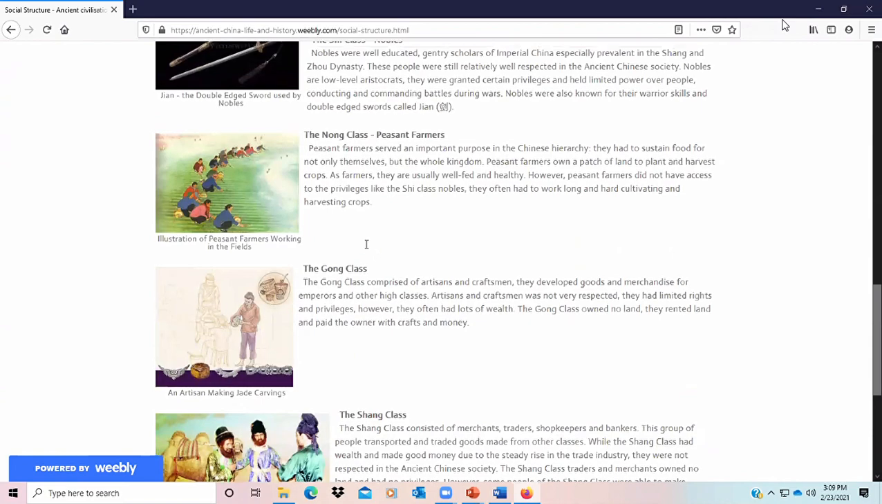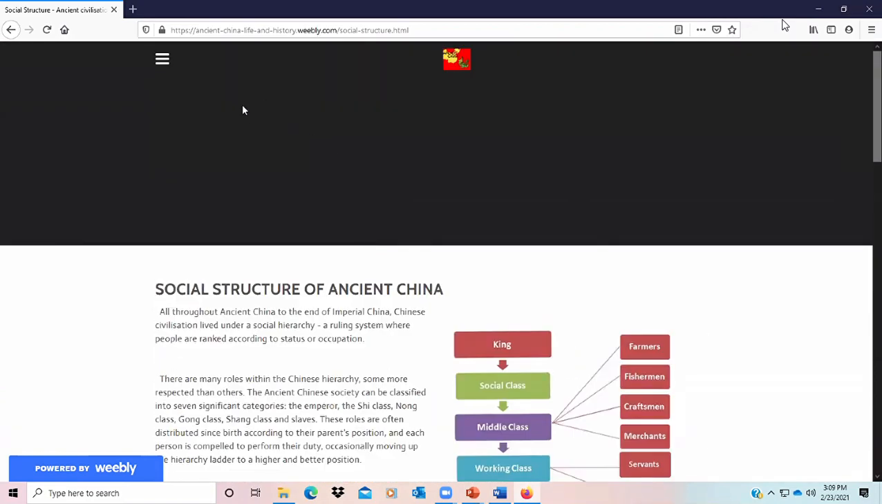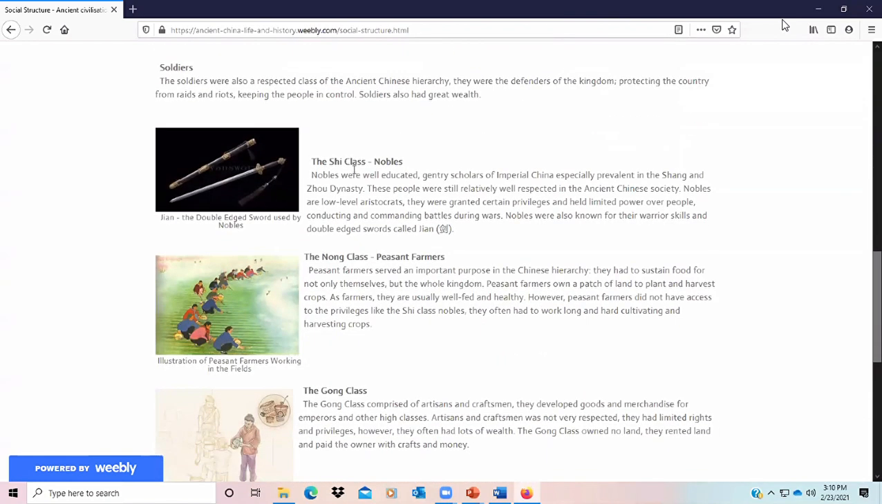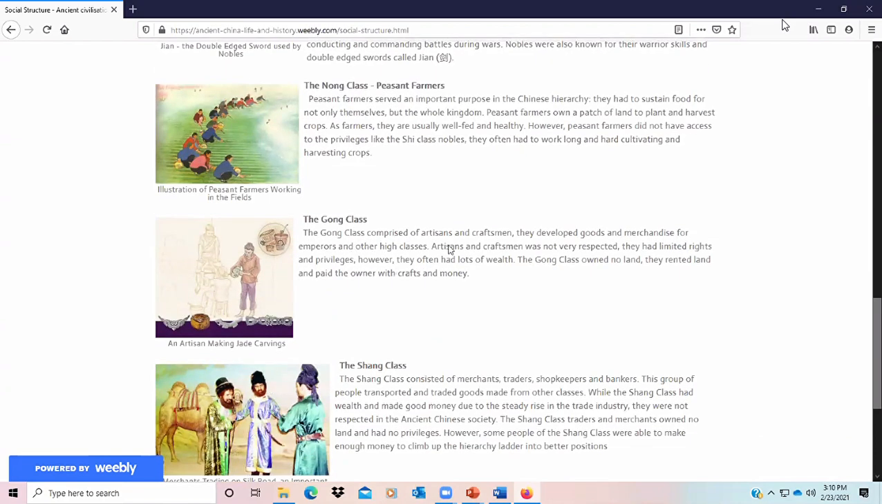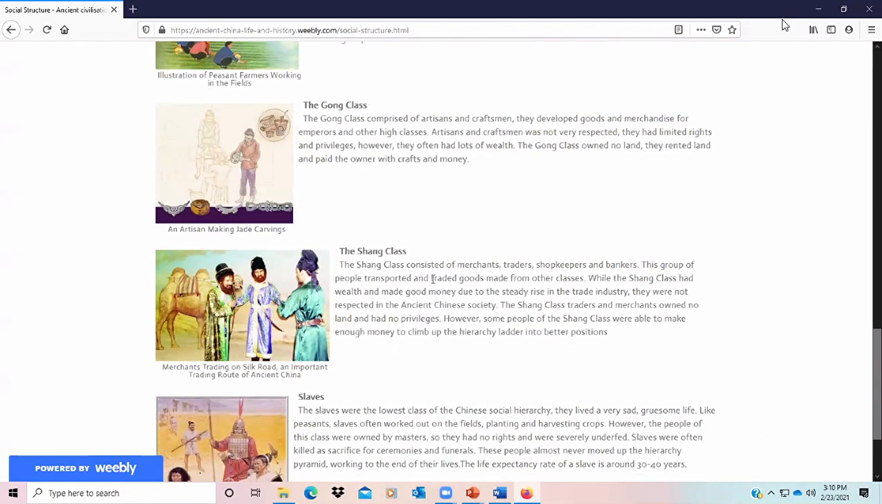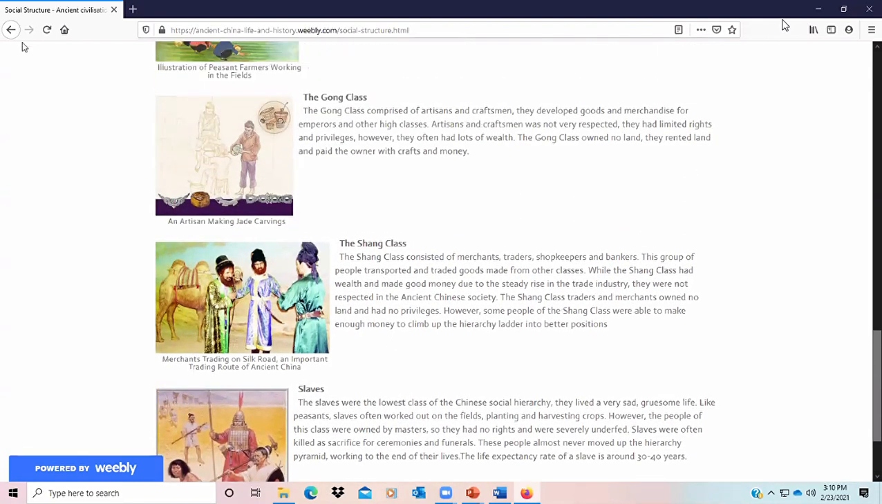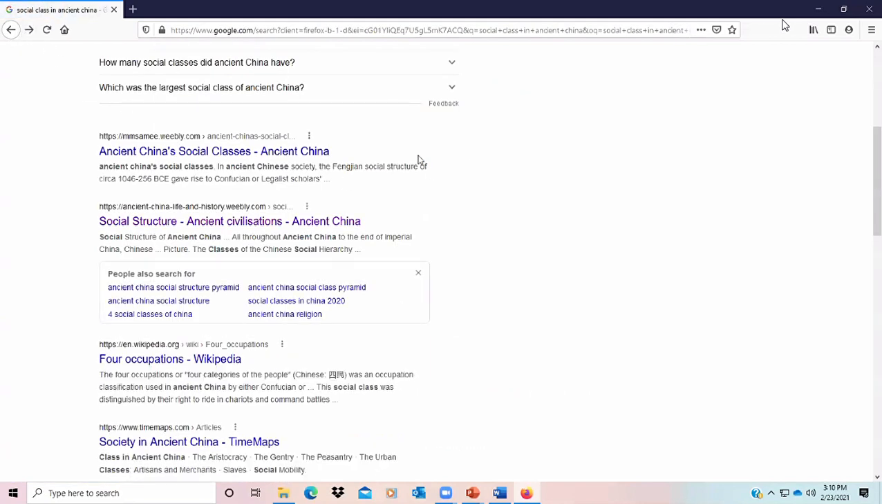and slaves. So if you want more information on social structure, go to this website here, Ancient China Life and History Week. So you can study this website, right? So the emperor, this is the emperor. Then you have the shy class, the nobles. Then the non-class, the peasant farmers, the gong class, artisans, the shang class, and at the bottom of it, you have slaves. So that is one of them.